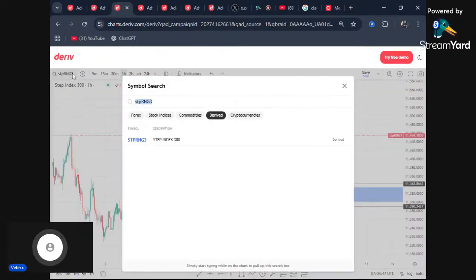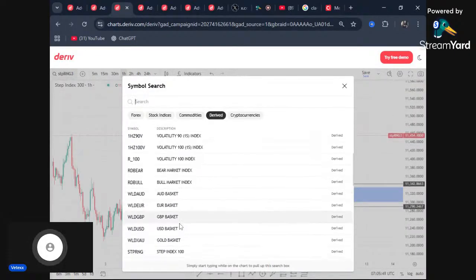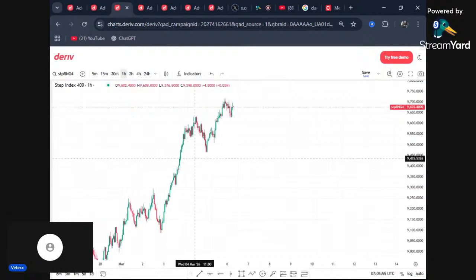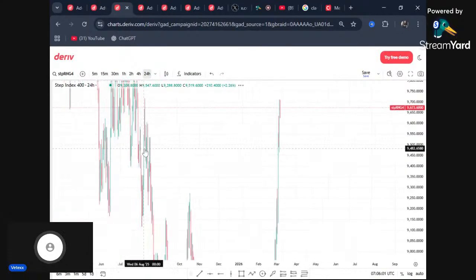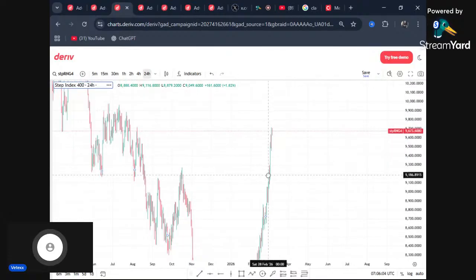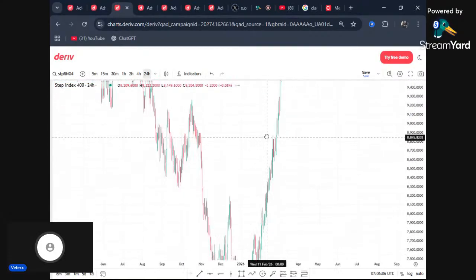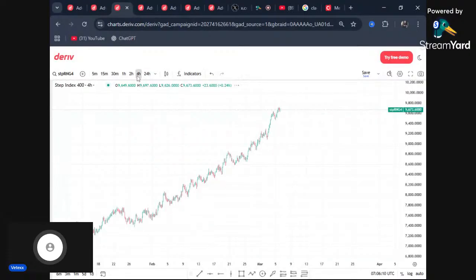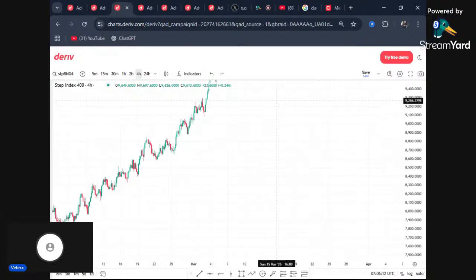Alright. So the next pair on our list is step 400. What do you have on step 400? Step 400 has been bullish on the 24 hour, the 4 hour, and all the time frames. So let's see if we have anything to work with on step 400. So this is the 24-hour time frame. So go to the 4 hour time frame. Let's check if we see anything.